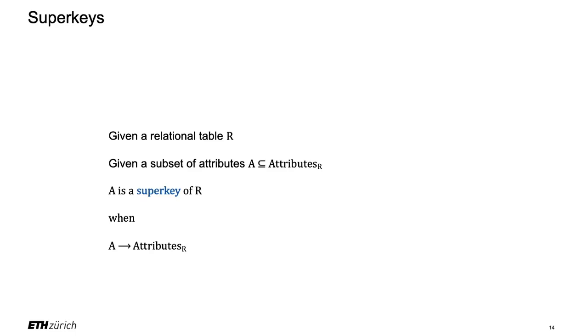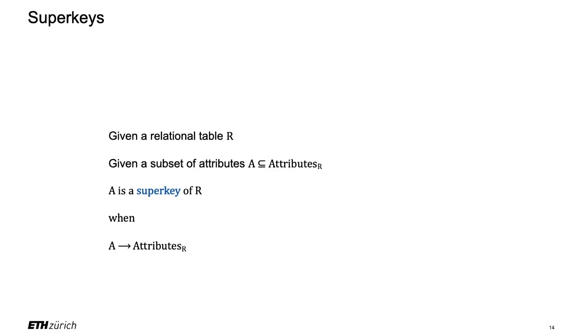And it is a super key if this set of attributes functionally determines all attributes. It means that you have a functional dependency from A, where A is that set of attributes, a subset of attributes. It functionally determines all of the attributes in the relation, everything. That's what the notation denotes: basically the whole set of all columns in the relation.